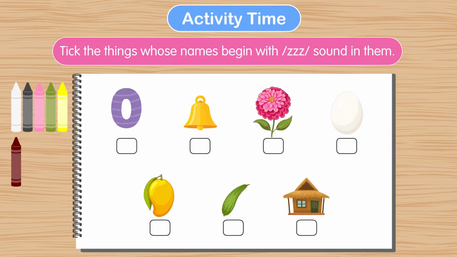Now, let's have a look at the instruction of the second activity. Tick the things whose names begin with Z sound in them. We can see the pictures of zero, bell, zinnia, egg, mango, zucchini and hut. We know that zero, zinnia and zucchini begins with Z sound. So, let us tick these pictures.